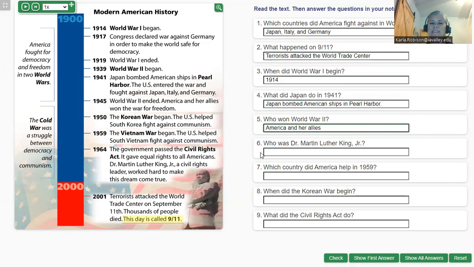All right. Number six, who was Dr. Martin Luther King Jr.? Okay, well, I have a picture of him right here, but if you didn't know that, that is going to be your key word to scan. And right here, this one is not in bold, so this one would have been harder to find. I just happen to know this is his memorial in Washington, D.C.